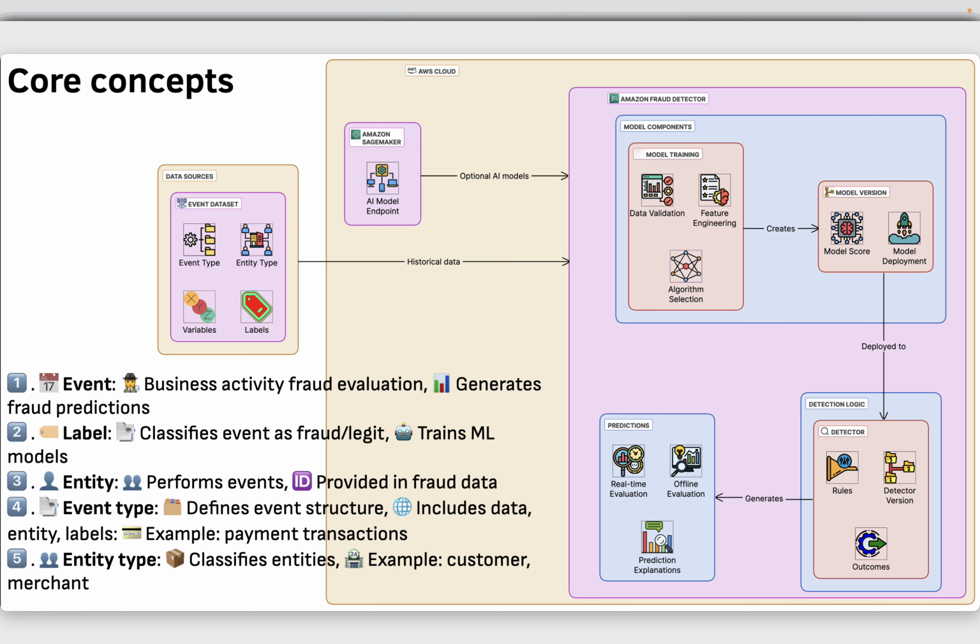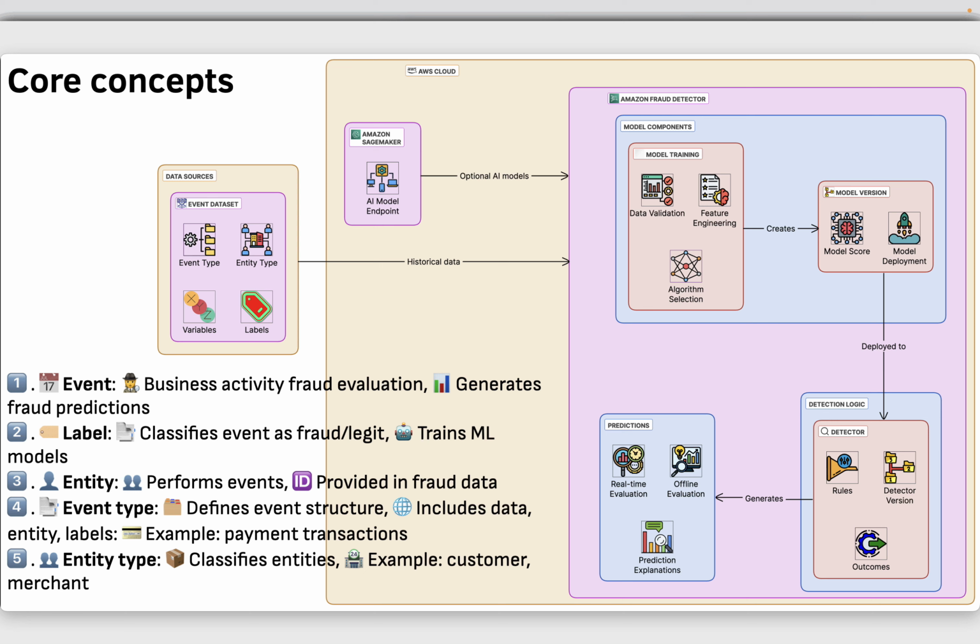So now I'll just talk about the core concepts. So first one is an event. An event is an organization's business activity that is evaluated for fraud risk. Amazon Fraud Detector generates fraud predictions for events. Next is a label. A label classifies a single event as fraudulent or legitimate. Labels are used to train machine learning models in Fraud Detector. Third one is an entity, which represents who is performing the event. You provide entity IDs as part of your company's fraud data to indicate the specific entity who performed the event.